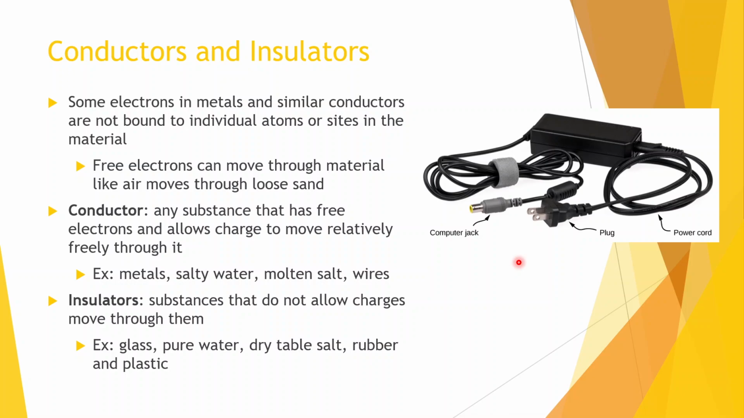And then we have the complete opposite, which is going to be an insulator. So these are substances that don't allow any charges to move through them, such as glass, pure water, dry table salt, rubber, plastic. So a really good example of this would be like our chargers, phone chargers. This is a computer charger. So inside we have wires, and so that's our conductor. It moves electrons through it completely freely.